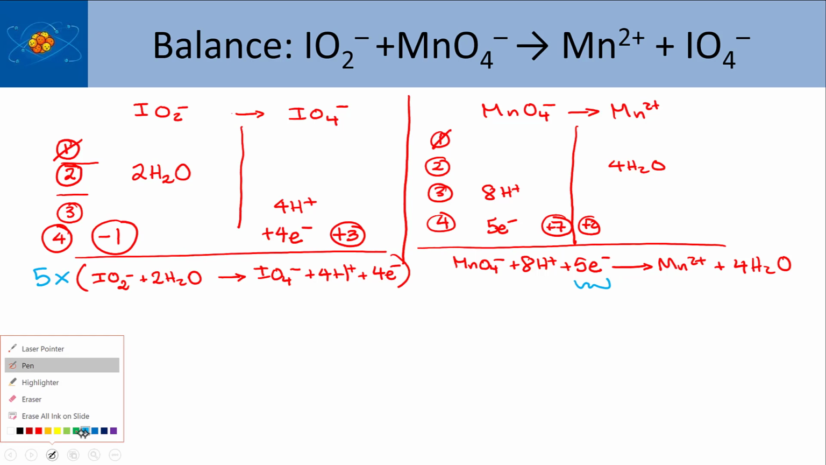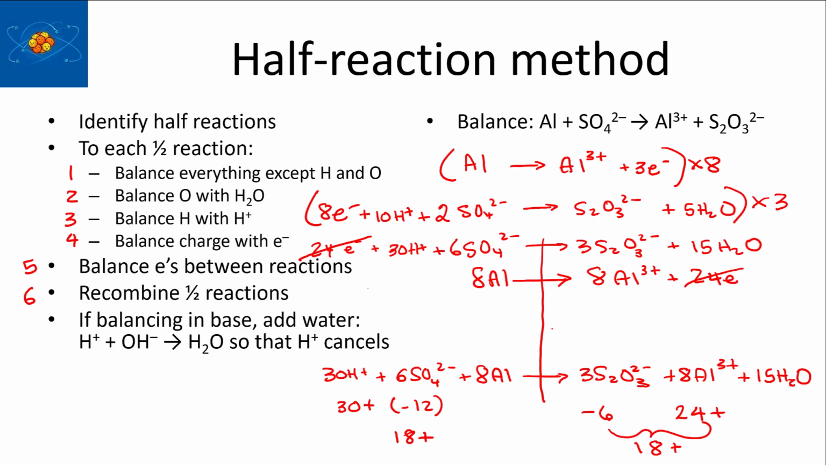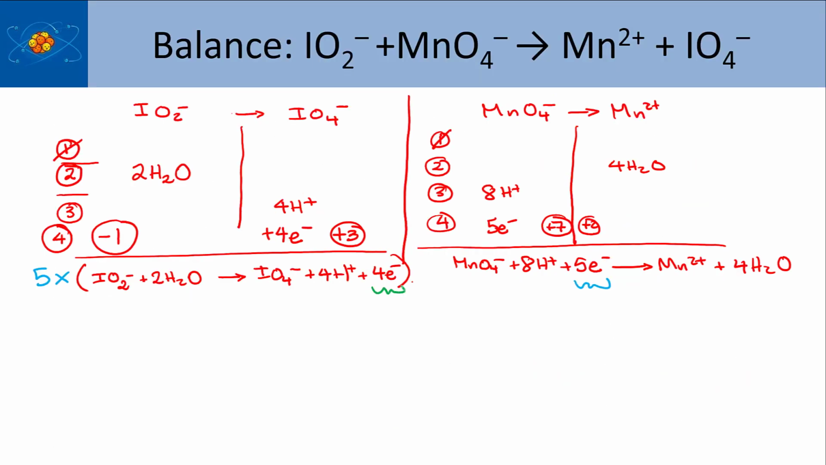And then I have a different color. I'm trying to find a different color that shows up. I have 4 electrons here, so I'm going to take that whole reaction and I'm going to multiply it by 4, like that. And then I'll recombine the two, okay?